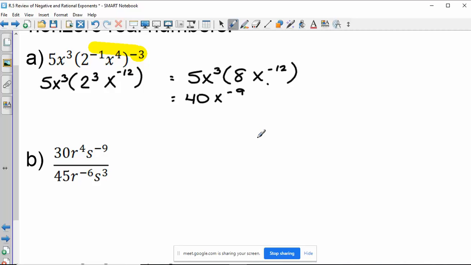We don't want our final answer to have a negative exponent. So I do have to go one more step. The negative exponent is only touching the x. Exponents only hit what's directly in front of them. So my 40 is going to stay, but my x goes down to the denominator and becomes a positive 9. So 40 over x to the 9th.